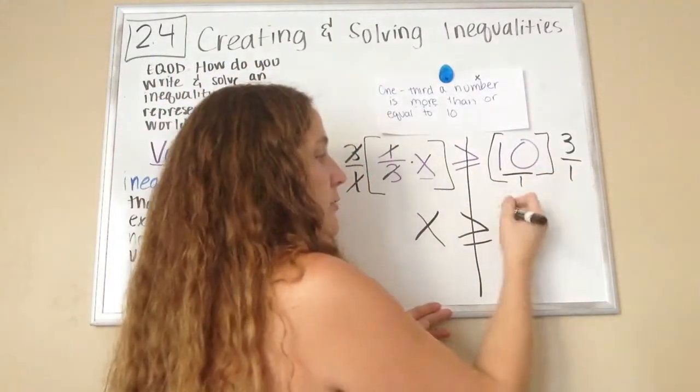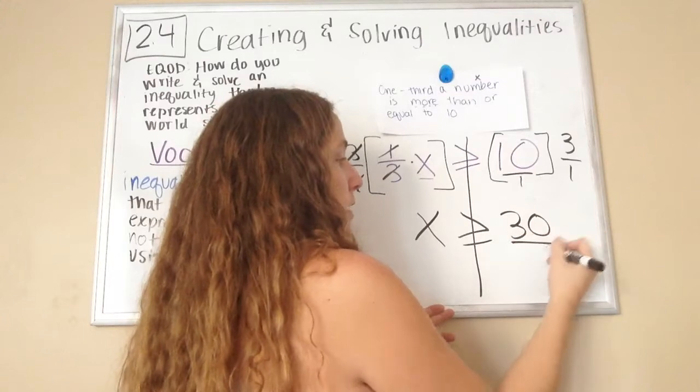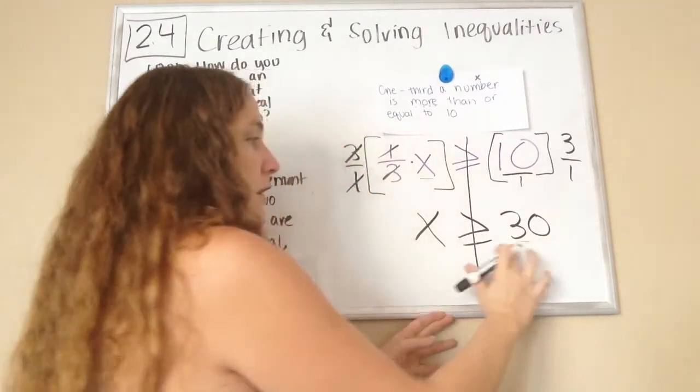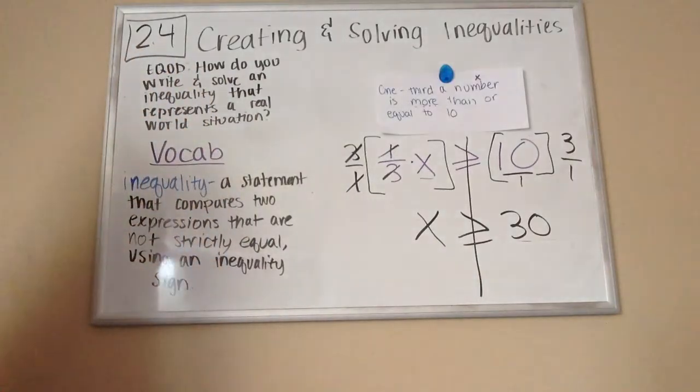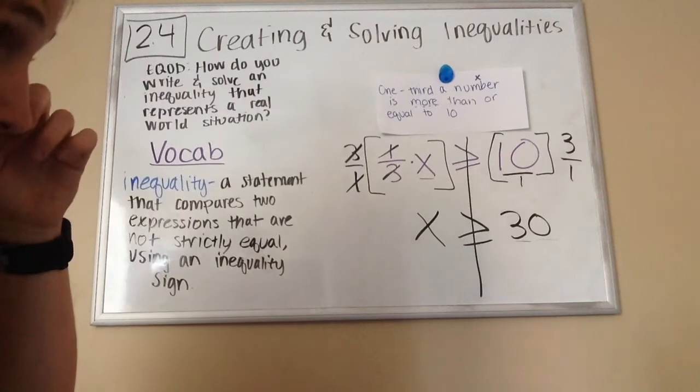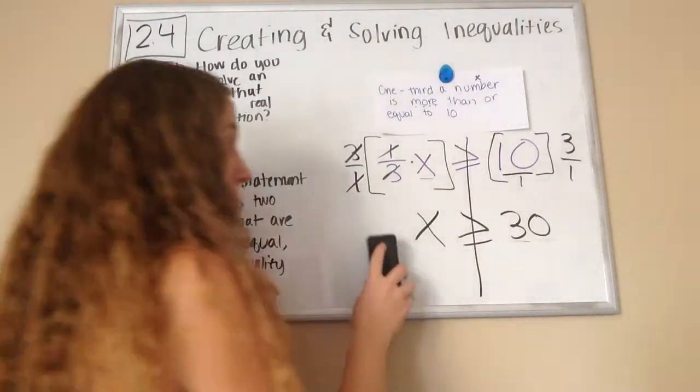Make that into a fraction, we get 30/1, which is the exact same thing as just 30. So x is greater than or equal to 30. Awesome. Okay, so if you're not done with this, pause the video.